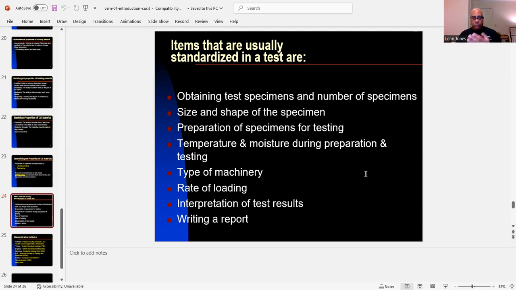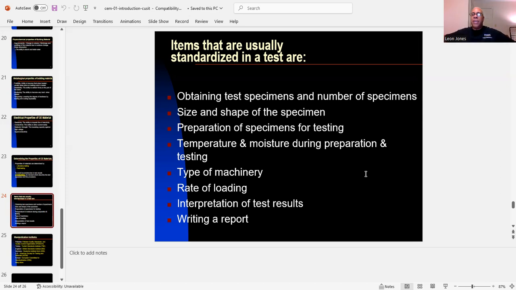and then type of machinery, rate of loading, interpretation of test results. And then I'm going to write a report. This right here, this 8-step process is QA testing. It's in the field and in a lab. Now, there are different ways you can present it depending on what material.